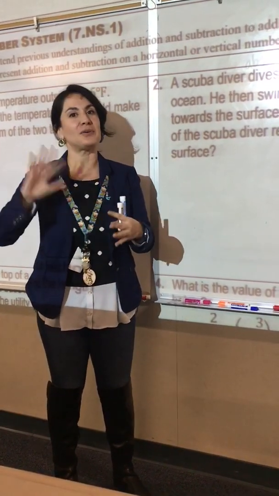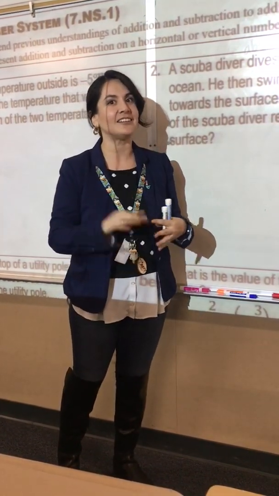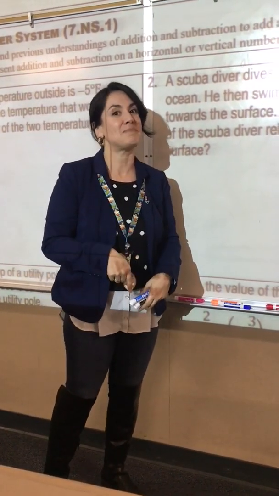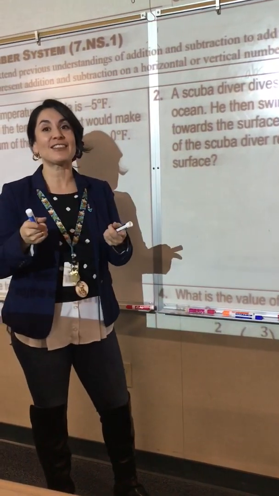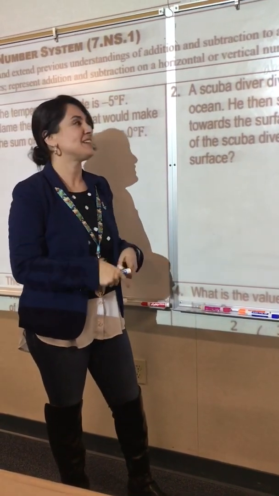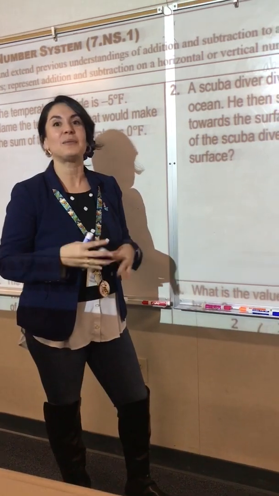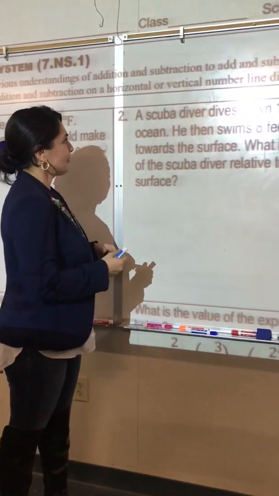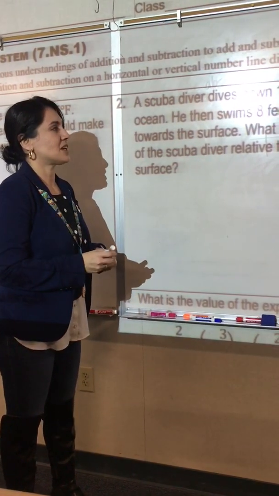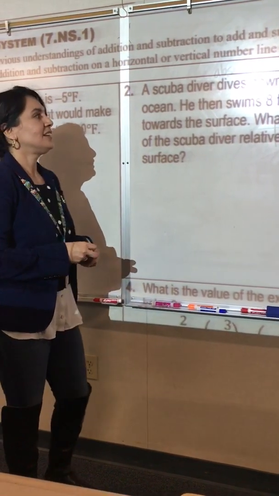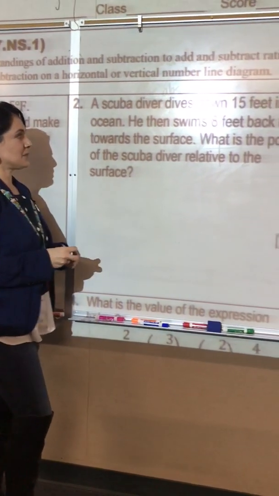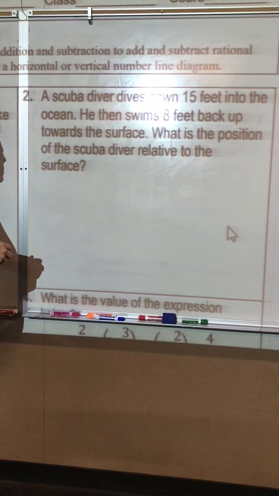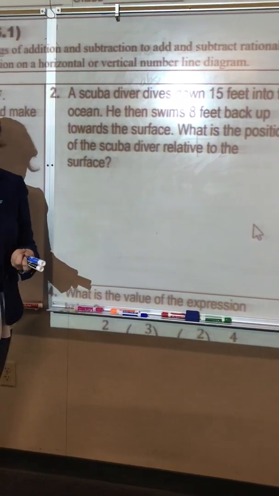Now that I've learned over the years and I've gained knowledge and experience, I'm like, yeah, I am a word problem solving boss. So I want to share those skills with you so that you can be successful when you're working on word problems. So let's take a look at this one. It says a scuba diver dives down 15 feet into the ocean. He then swims 8 feet back up towards the surface. What is the position of the scuba diver relative to the surface?